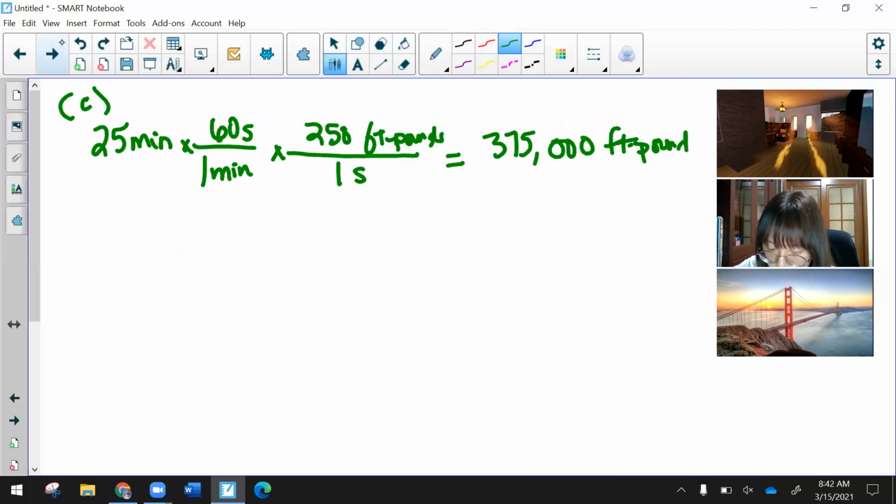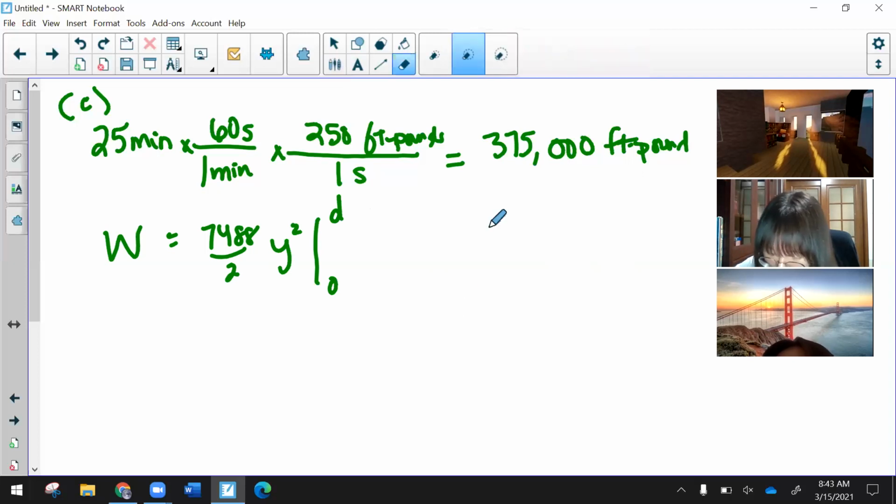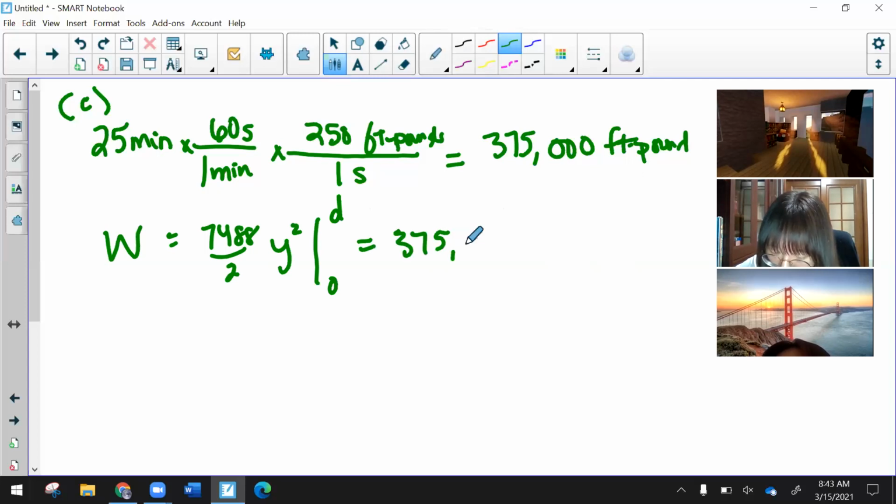So I'm going to take that formula and I'm going to say that the work is equal to 7488 divided by 2, whatever that is, times y squared. But if what I want to know is what depth it's emptied to, I'm going to change my limits of integration and evaluate it from 0 to d. And I'm going to say that that's equal to 375,000 foot-pounds.